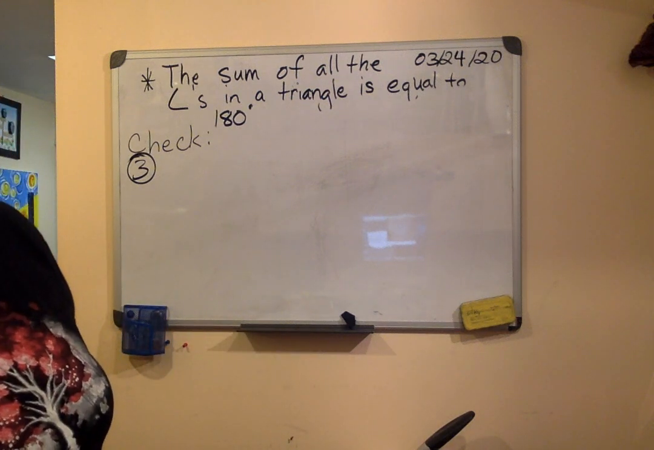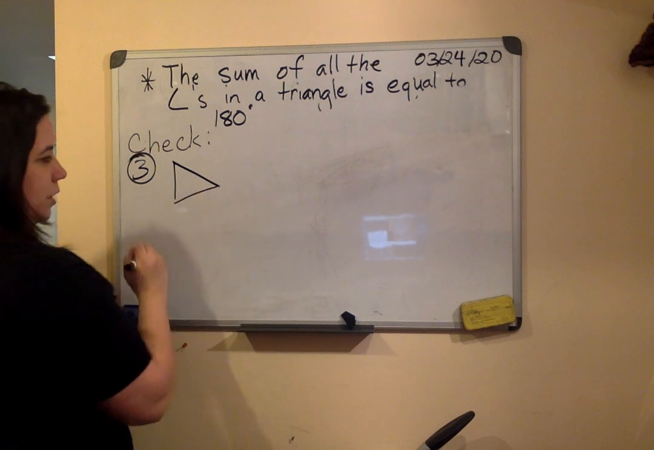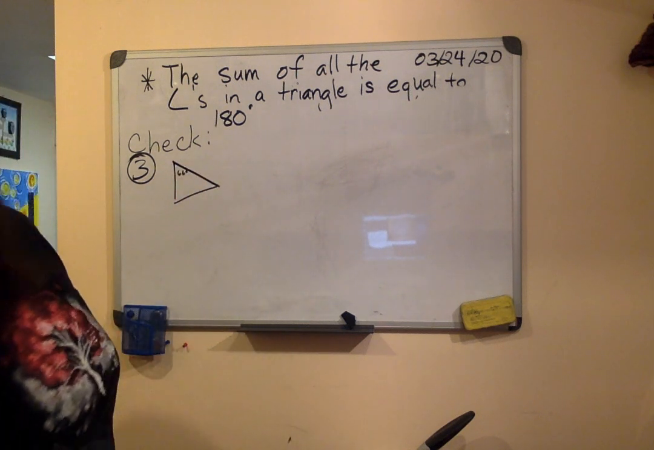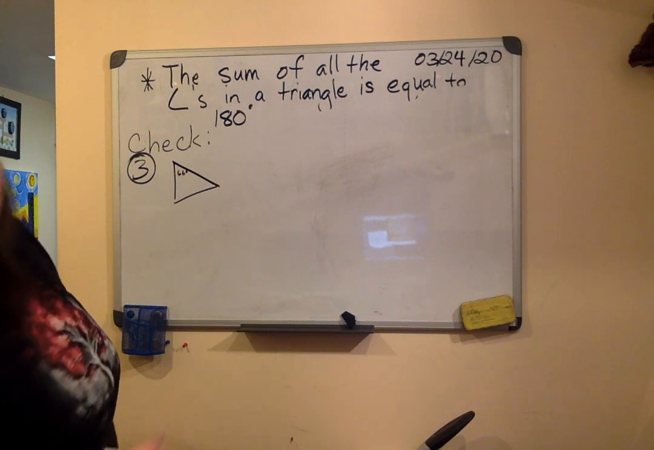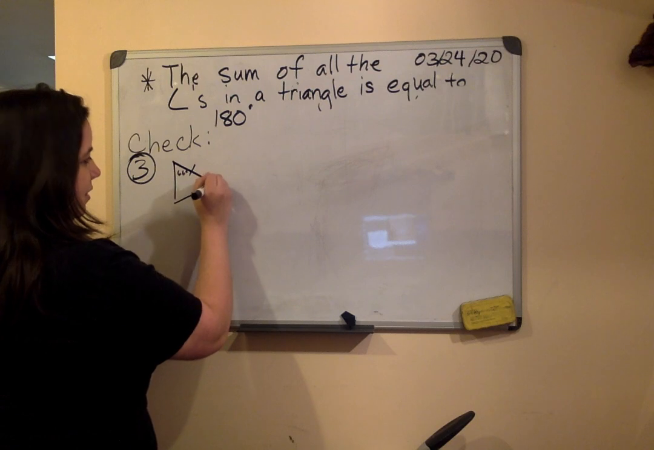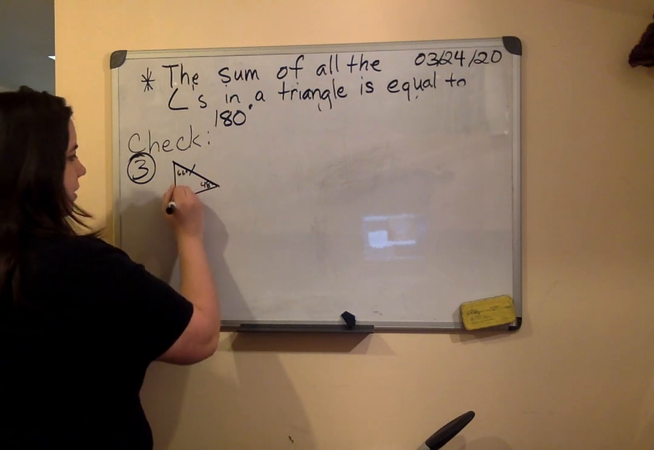Number 3 says, ooh, it's a tiny little thing there. And personally, I think it's one of Miss Sosa's favorites. I think. Nah, it's not. 66 degrees, 48 degrees, and then x.